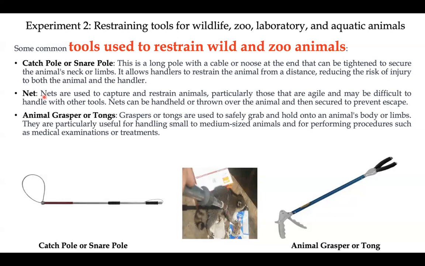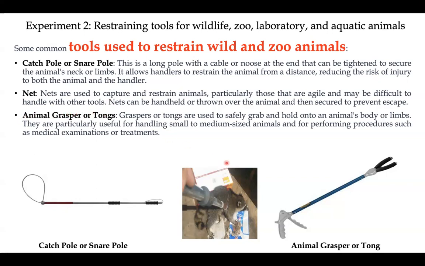The next equipment can be net. Nets are used to capture and restrain animals, particularly those that are agile and may be difficult to handle with other tools, like the leopard, the চিতাস. এই ধরনের অ্যানিমেল গুলো যখন লোকালিটিতে চলে আসে কোনো কারণে অথবা জু থেকে স্কেপ করে, তখন কিন্তু নেট ইউজ করে তাদেরকে রেস্ট্রেন করা হয়.